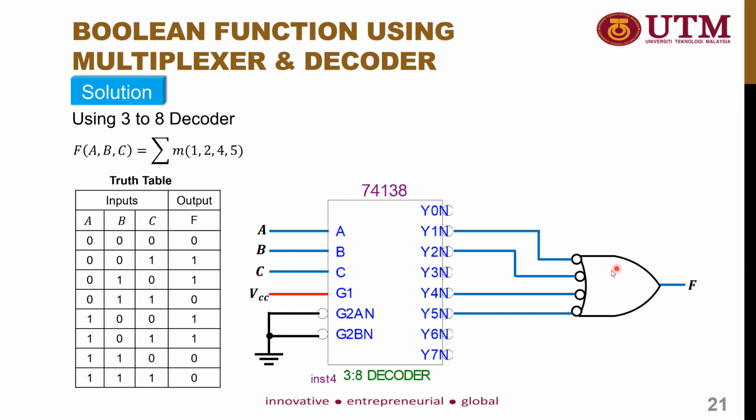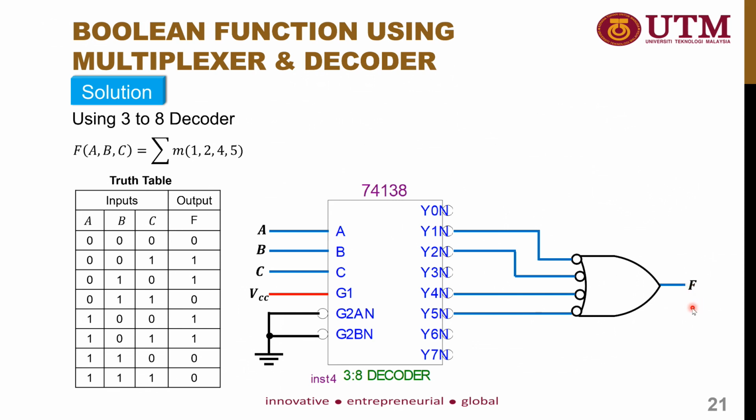But before it is connected to the OR gate, you need to connect it to the bubble first, because it is an active low decoder. So because of the active low output decoder, we need to cancel out the active low activation function in order for us to get the output of 1 inside the F.